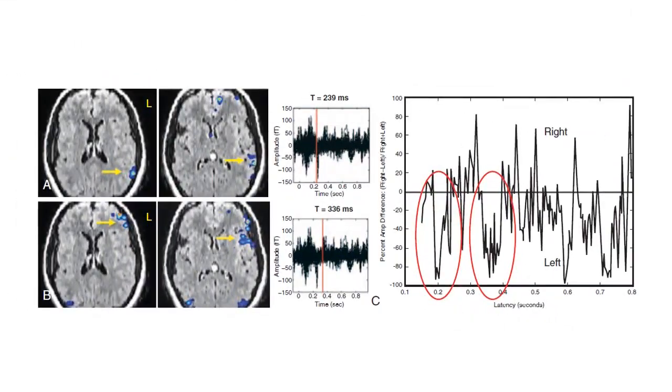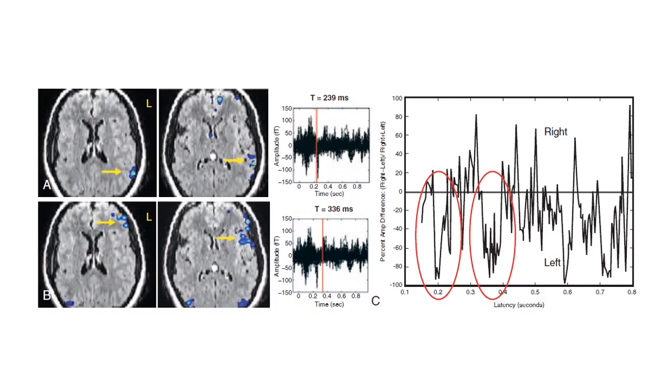This is an example of language localization and lateralization by MEG, mapped with multi-resolution focal underdetermined system solution, MR-FOCUSS, known as a current distribution technique. In panel A, activity in Wernicke's area was detected in the left superior temporal gyrus at 239 milliseconds after picture onset during a picture naming task.